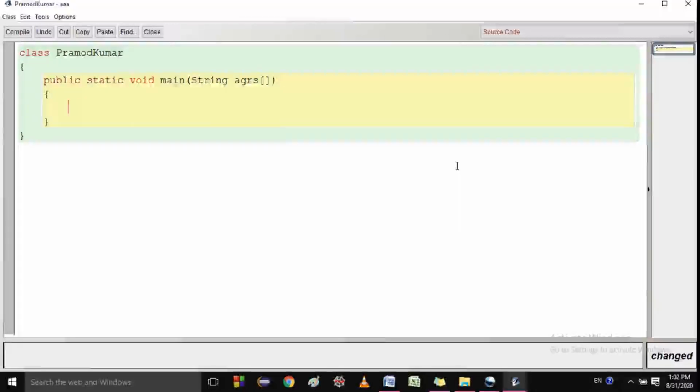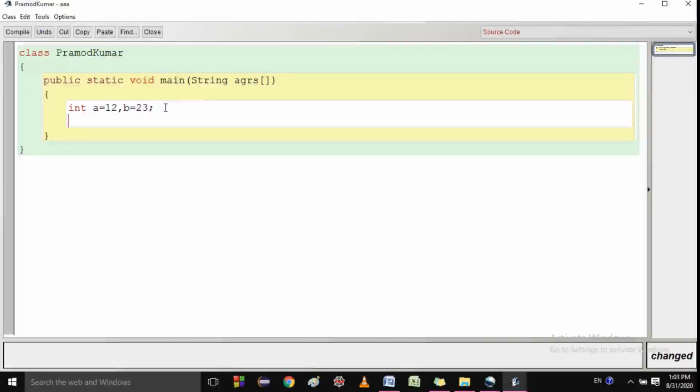So students, suppose I write here int a equal to 12, b equal to 23. You should know how to declare and initialize a variable, because I explained it in the previous classes, many ways, and I'm using one of them. Suppose I want to add them, System.out.println.